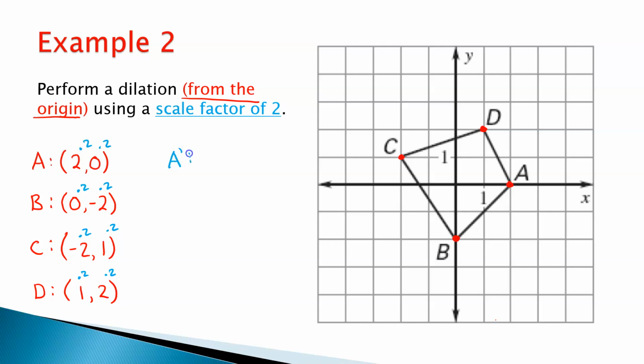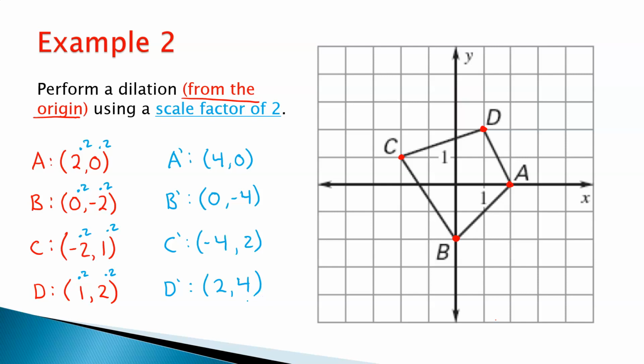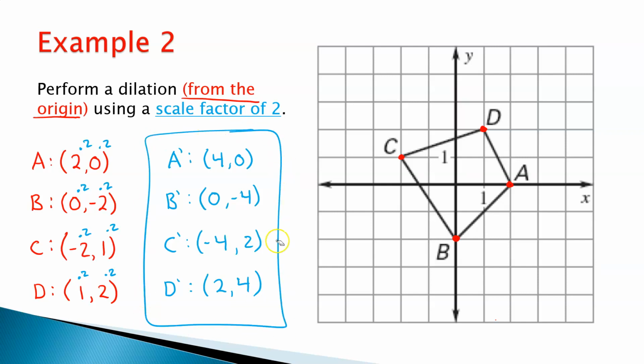A prime, well, 2 times 2 is 4. 2 times the 0 there is just going to be 0. Let's move on to B prime. 2 times 0 again is just 0. 2 times -2 is -4. What about C prime? Well, 2 times -2 is -4. 2 times 1 is 2. What about D prime? 2 times 1 is 2. 2 times 2 is 4. So there we have it. These are the new coordinates of our image, A prime, B prime, C prime, and D prime.